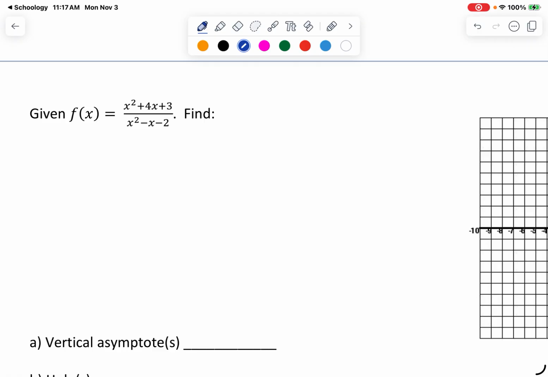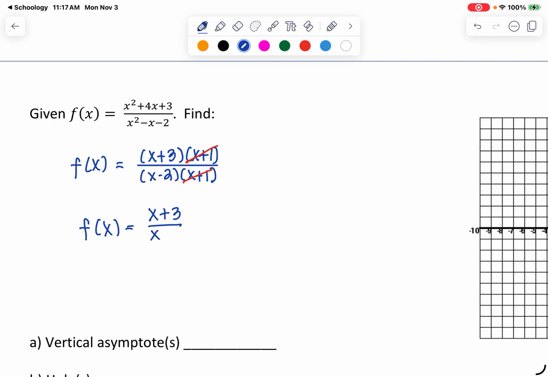All right, so I'm going to factor. I'm going to go a little faster. f of x equals, the numerator is x plus 3 times x plus 1. The denominator, two numbers that multiply to give me negative 2 and add to give me negative 1, are x minus 2 and x plus 1. All right, I do have a hole in the graph. Write my new function, f of x equals x plus 2 over x minus 2.